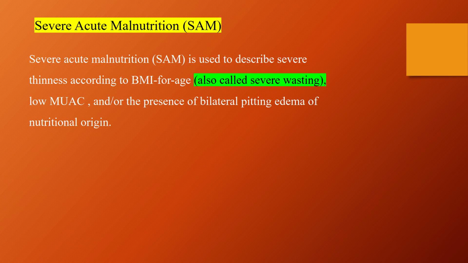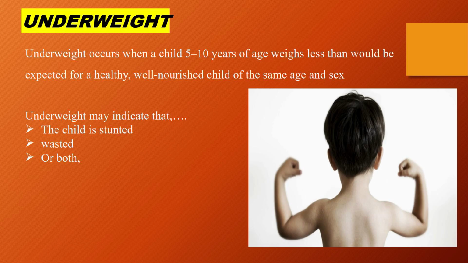Then, coming to the third point, where we can use this technique of anthropometry in this particular age group of 5 to 19 is to categorize whether the child is underweight or not. Now, what is this underweight?